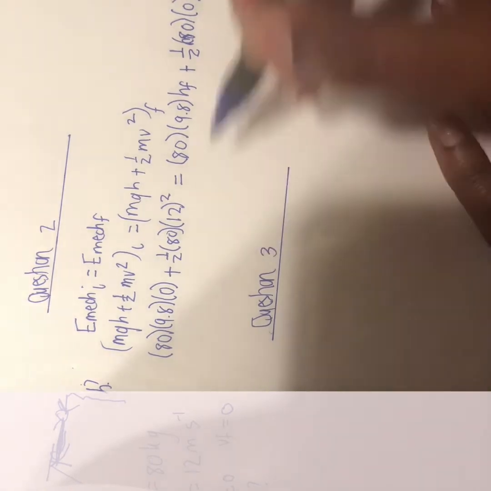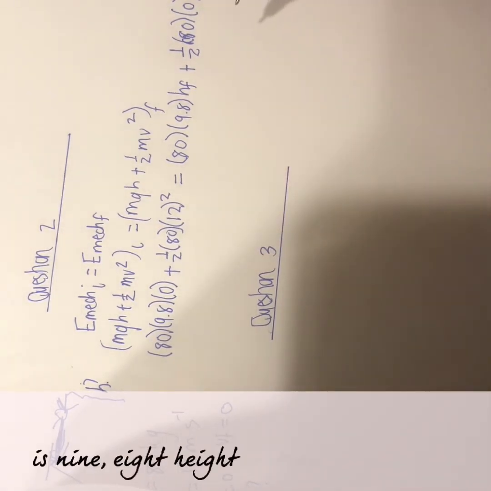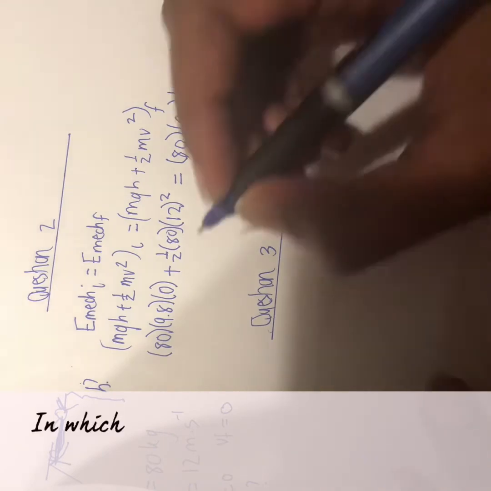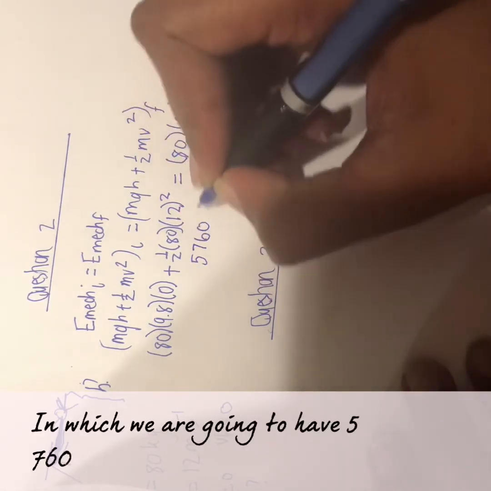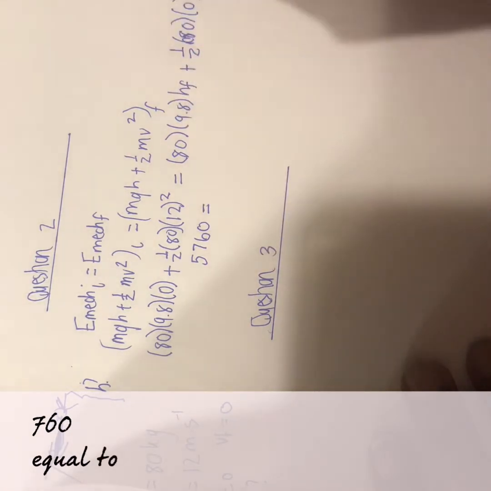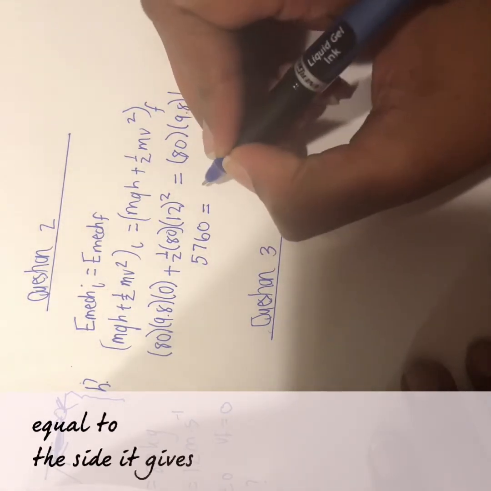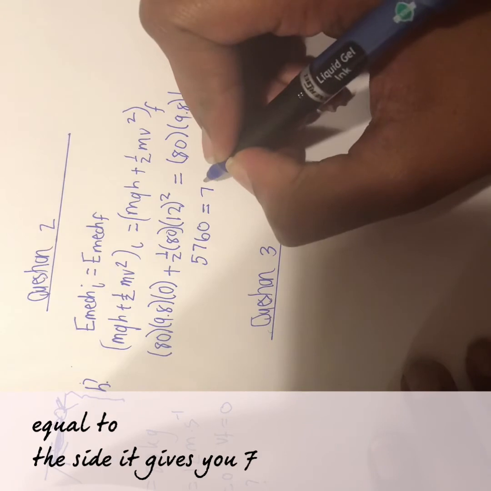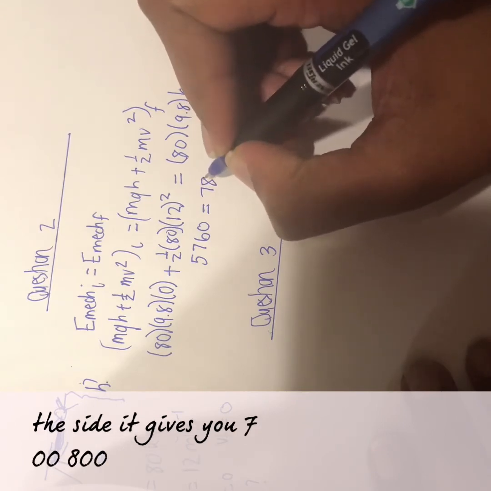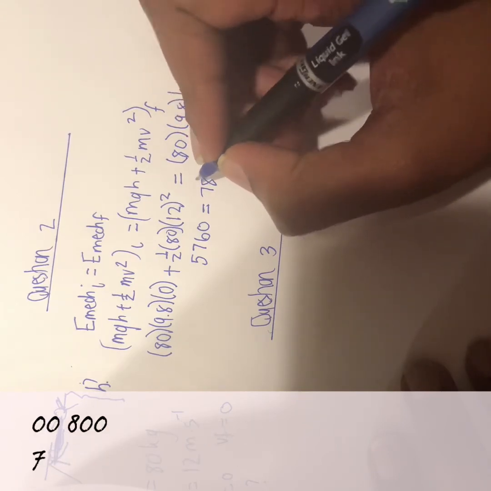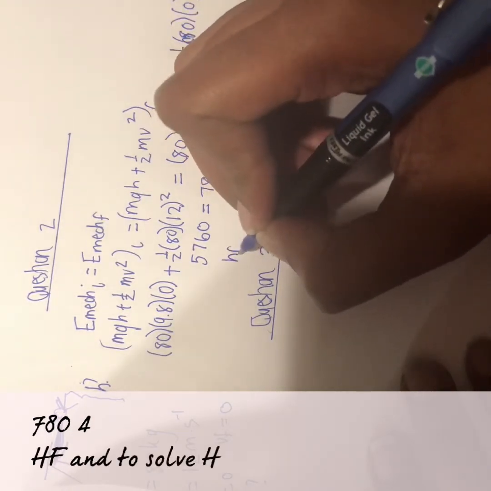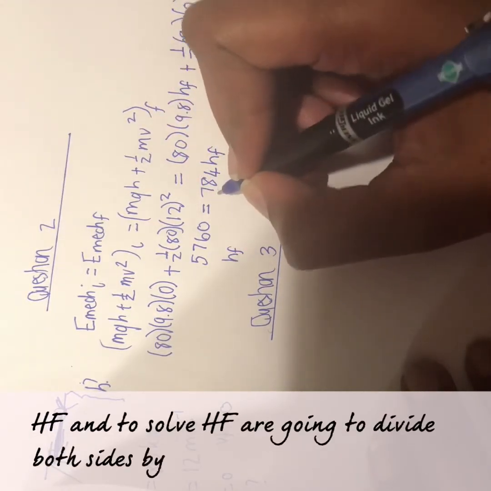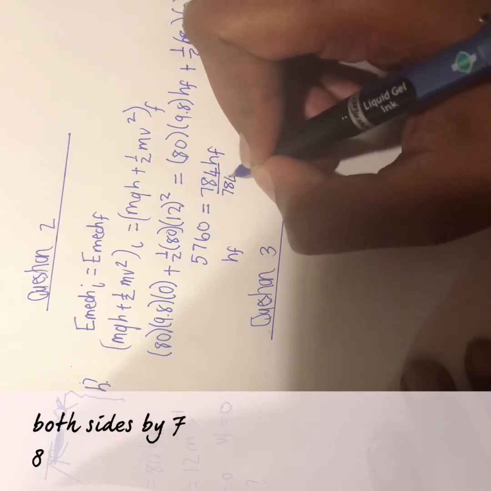Then you just put this in your calculator, in which we are going to have 5,760 equal to 784 HF, and to solve for HF we're going to divide both sides by 784.